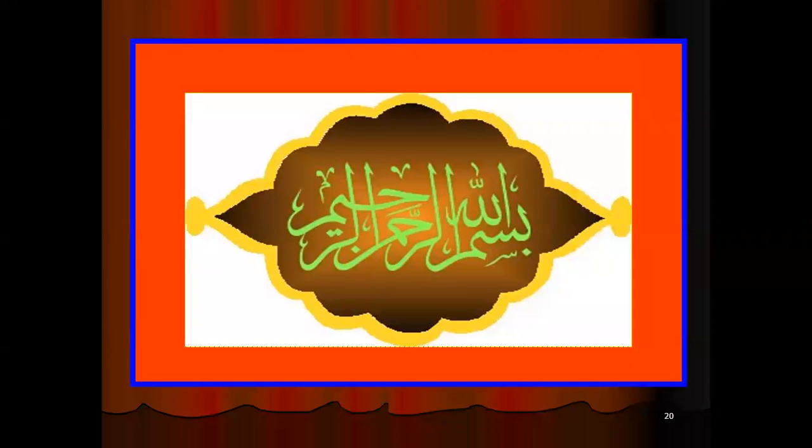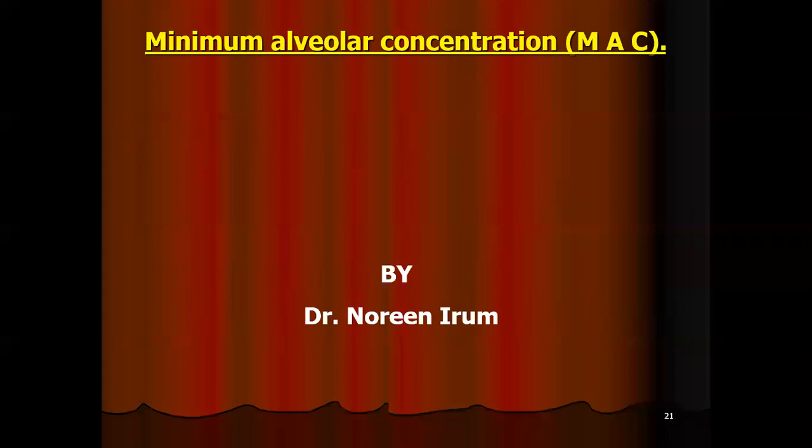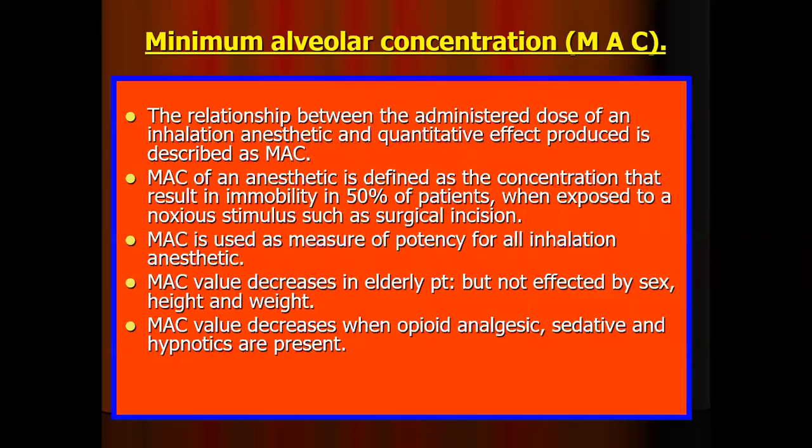Now I will start the MAC value. MAC means minimum alveolar concentration, and this is the relationship between the dose of the drug and the quantity effect produced by the drug. It means the dose you have given to the patient and the response of the patient to that particular agent. It is called minimum alveolar concentration or the MAC.